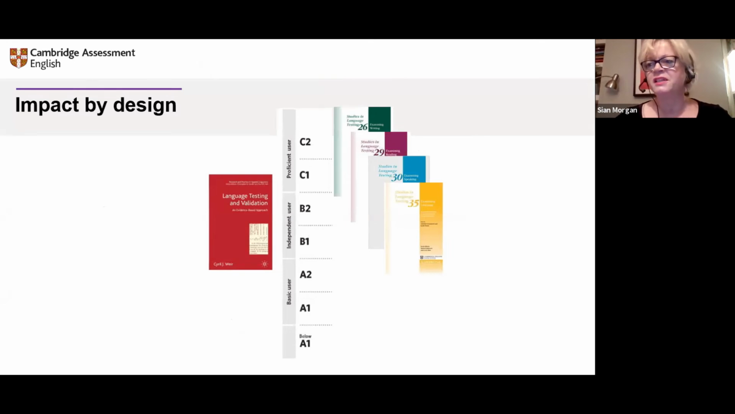So we've looked at how good teaching and good assessment can go hand in hand together to form a virtuous circle of learning. Our tests are designed to have a positive impact on learning and elicit real-life skills which are relevant to real-life situations. And this is important. Our tests help learners to use English in real situations, and in that sense have a real impact on people's lives, the positive impact by design.